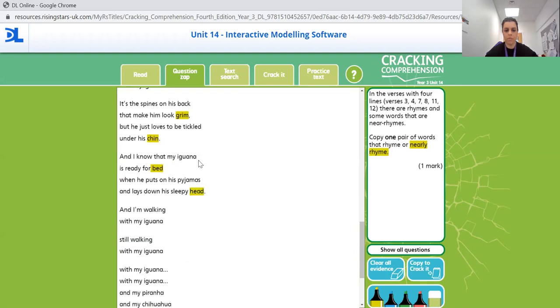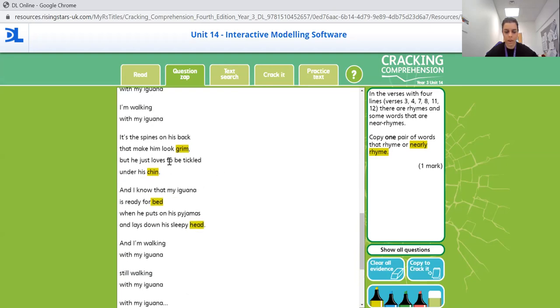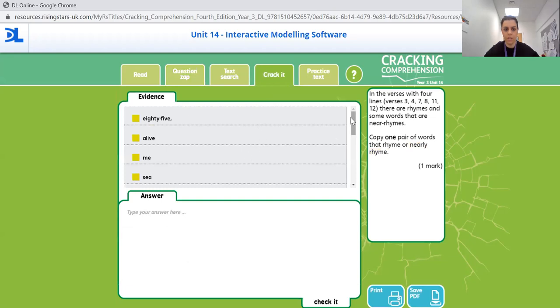And you'll notice that my rhyming couplets miss a line in these ones. I don't always, sometimes it's the end of the line, but here it's missing a line. So if I move over to here, you can see my answers. So remember, you only need one pair.